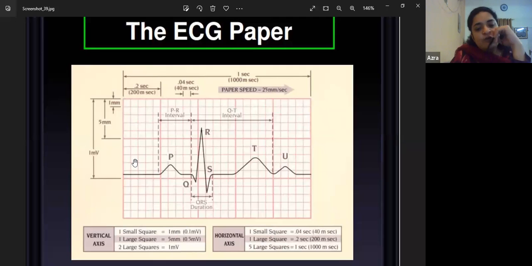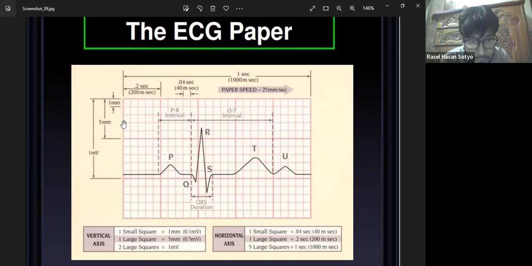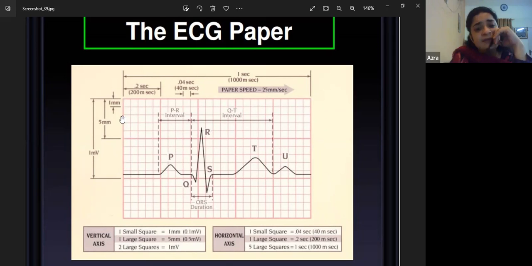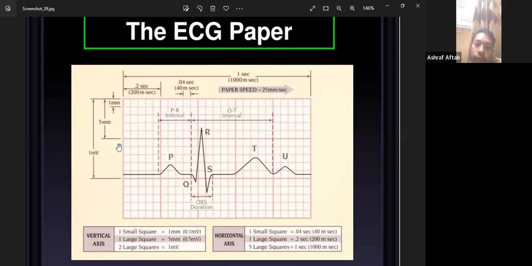Tell me, which one is the vertical and which one is the horizontal? What is this? Vertical. And this one is? Horizontal. Good.